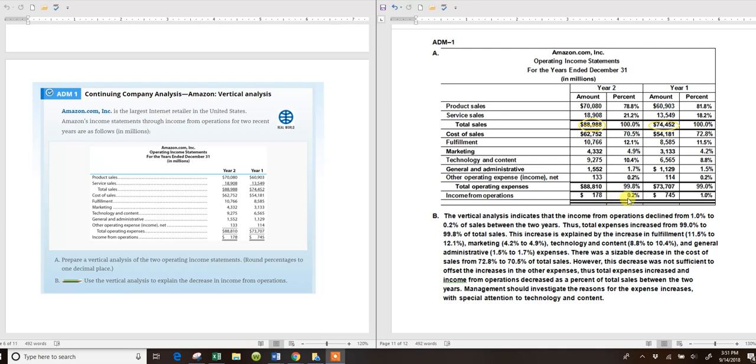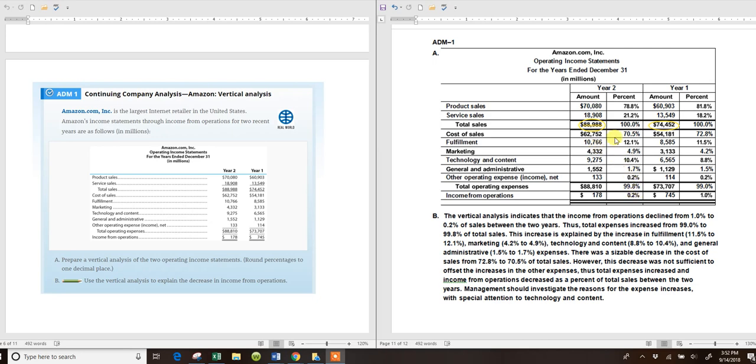Look what we did the year before. 1 cent of every dollar went to net income. So income from operations being net income, by the way, guys. So 1 cent was last year, and this year only 0.2 cents. And so I'm going to ask myself, what in the world changed? Where did I have 1 cent of every sales dollar went to cover net income, and this year only a fraction of a cent wound up as net income?